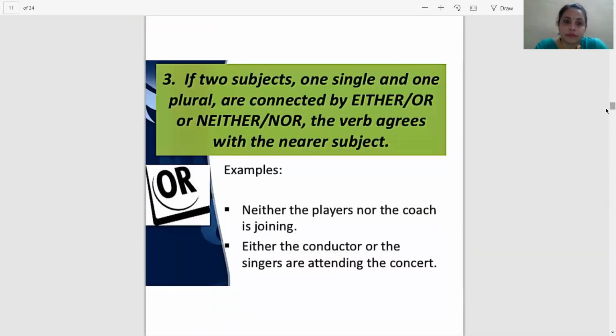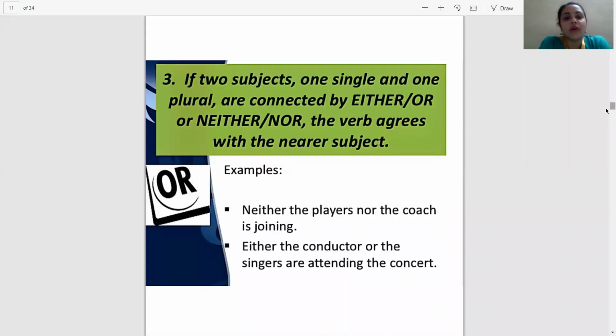Third rule. I hope it is flashed on all the screens. Okay. If two subjects, what do we talk about? Two subjects, one singular, one plural, are connected with either or, neither nor. And I hope you remember what these conjunctions are called. We have discussed it last year. Either or, neither nor. They are called which kind of conjunctions? Correlatives. When they are clubbed together, they are called correlatives.